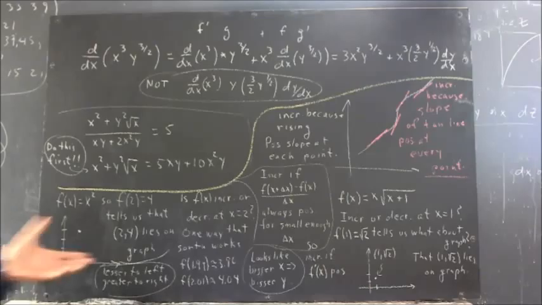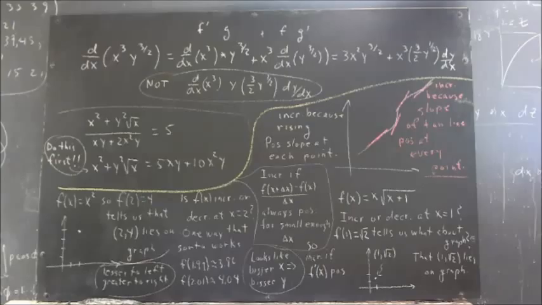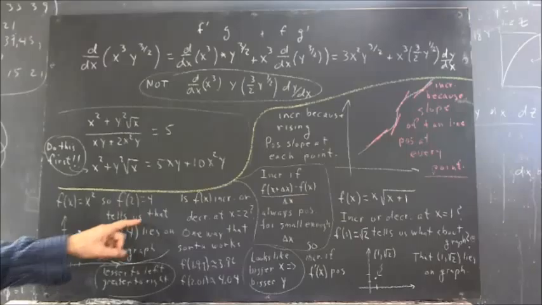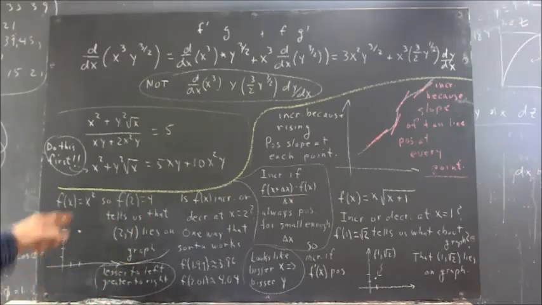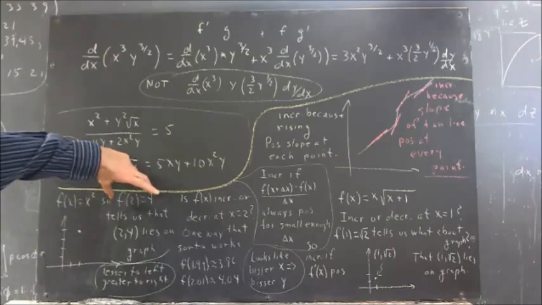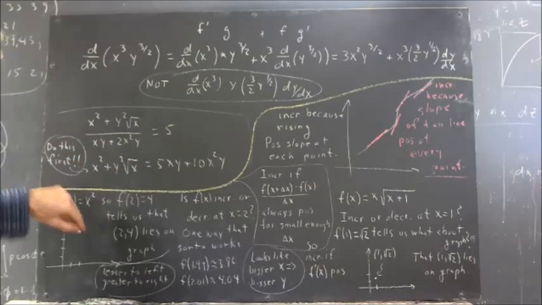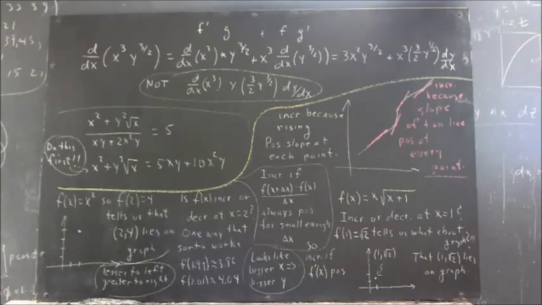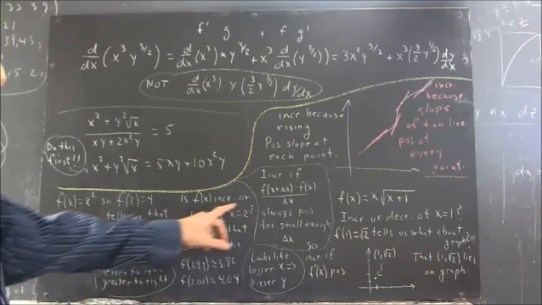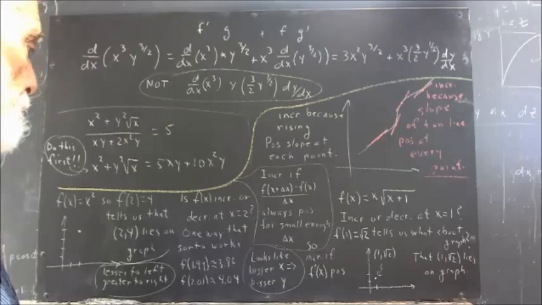Now, just to be sure we understand what we mean by increasing and decreasing, here's another way to test. Let's take our f of x equals x squared function and look at the x equals 2 point. That point would be 2, 4. So f of 2 equals 4 tells us that the point 2, 4 lies on the graph. Now I ask, is f of x increasing or decreasing at x equals 2?